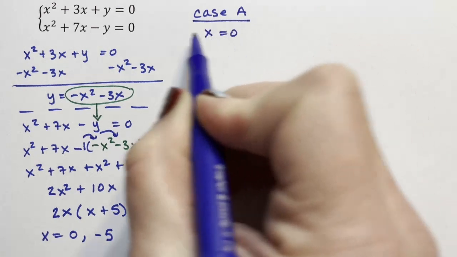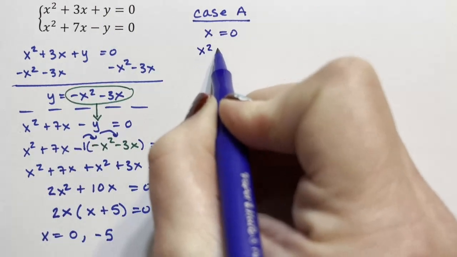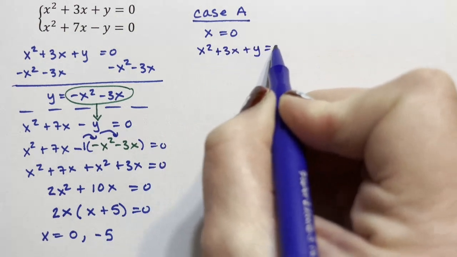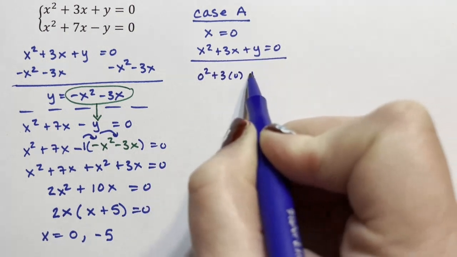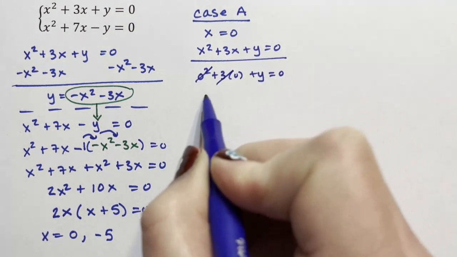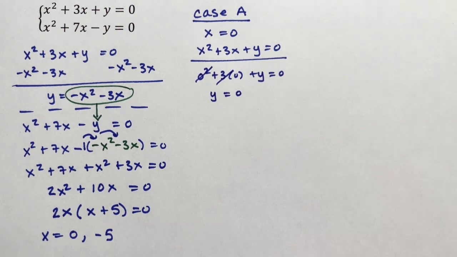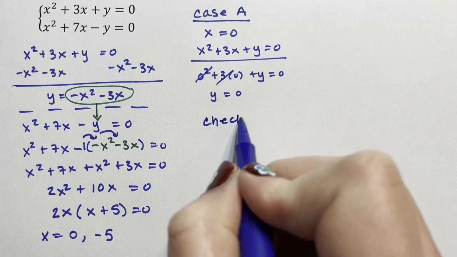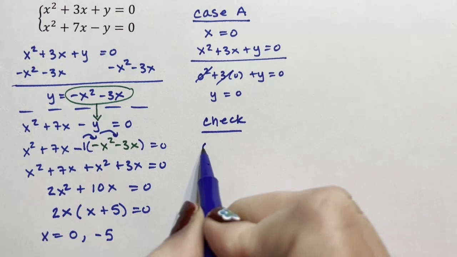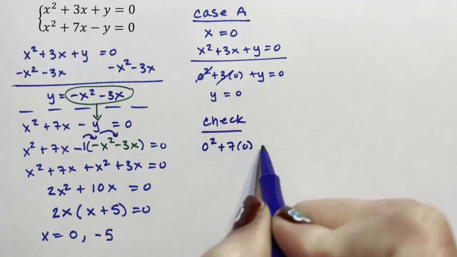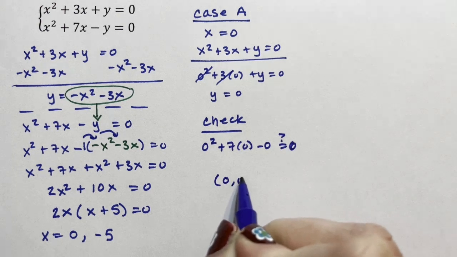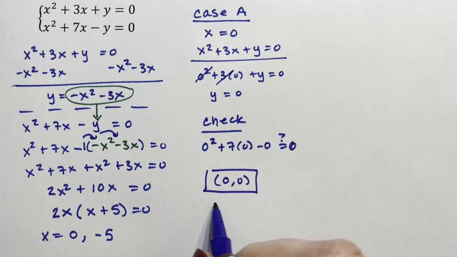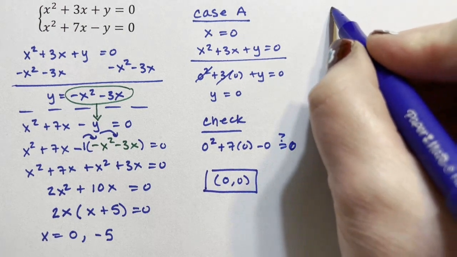x equals 0. I'm going to take my top equation, the x squared plus 3x plus y equals 0, and put in that 0. So 0 squared plus 3 times 0 plus y equals 0. y equals 0. It's a pretty simple point, but I always want to check to make sure that nothing went awry. Is 0 squared plus 7 times 0 minus 0 equal to 0? Yeah, so 0, 0 is a solution.